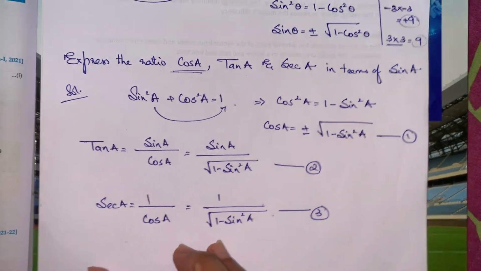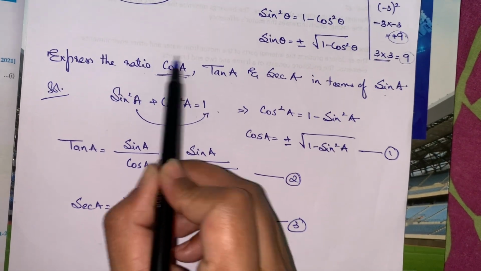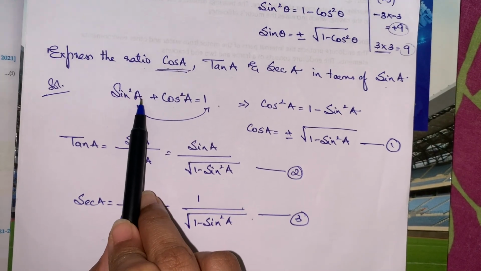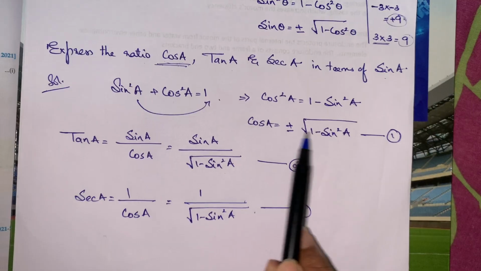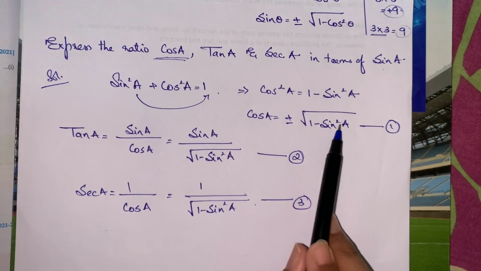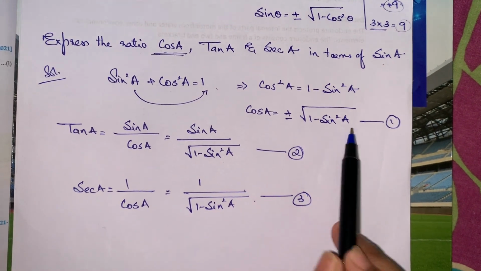Now some students might not have understood, so explaining it again. Cos had to be written in terms of sine. So from this identity, I am just sending it towards the other side and starting to simplify it. So I get my cos A, which is equal to root of 1 minus sine, first sending it 1 minus sine, then sending the square towards the other side, root of it becomes.